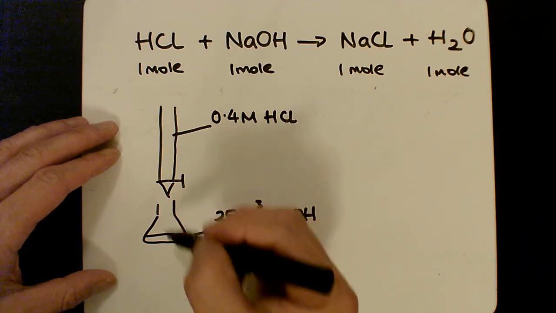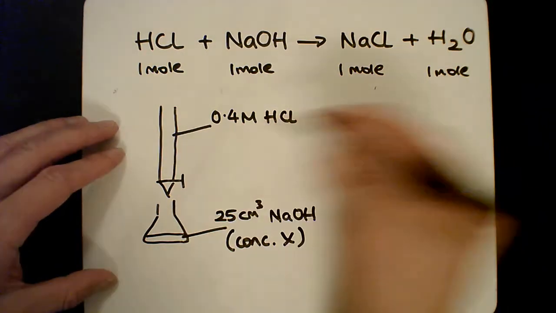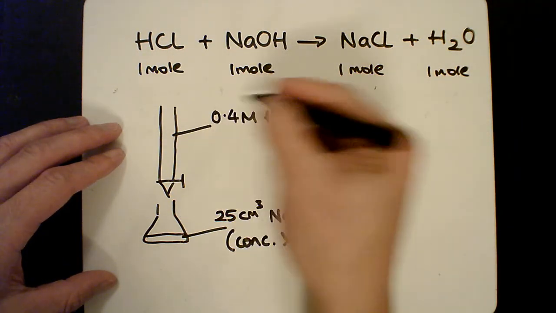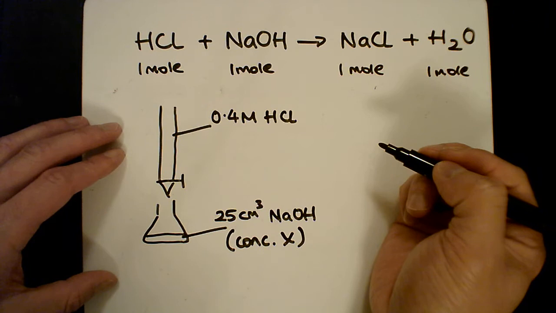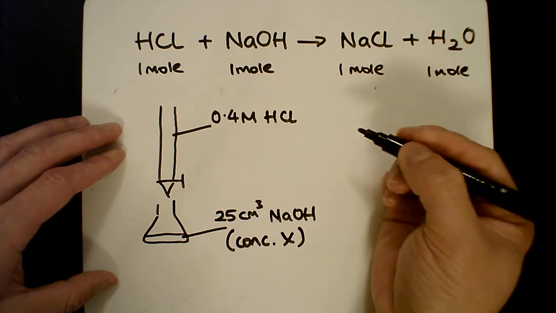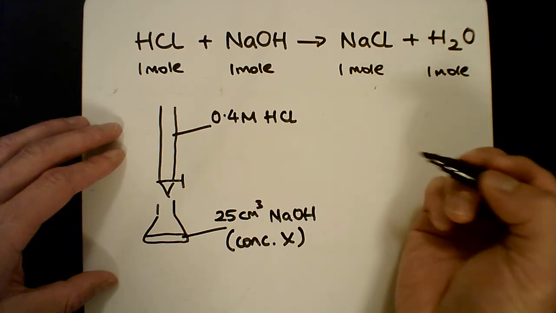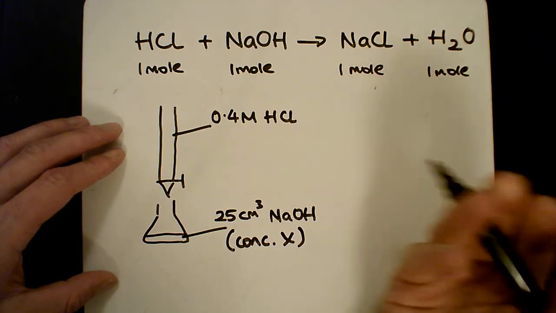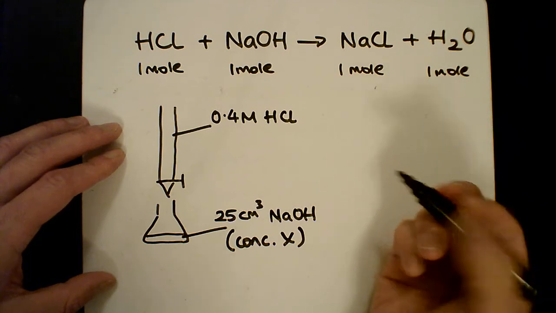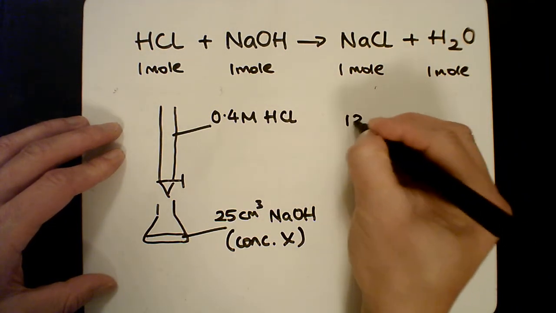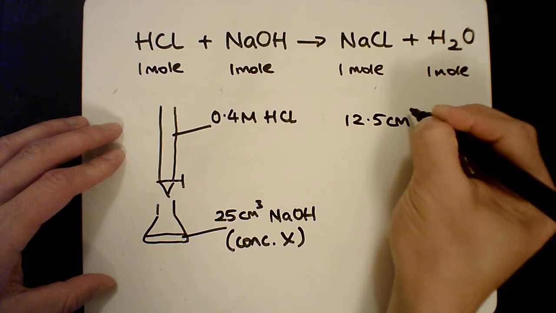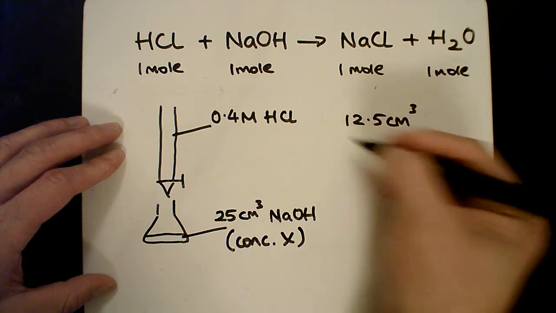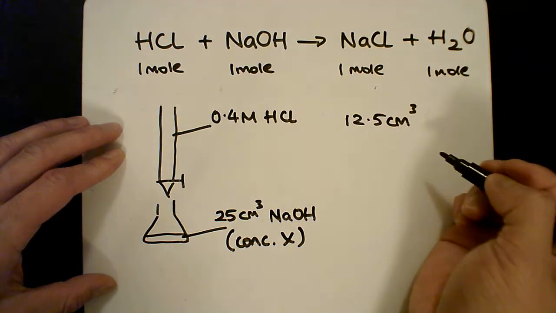So when it becomes colorless, then you note down how much volume of 0.4 molar hydrochloric acid you have used. You normally have to take 3 sets of readings and then take an average. Let's say for simplicity's sake that the average was 12.5 centimeters cubed. This is the average of 3 sets of results, 12.5 centimeters cubed.